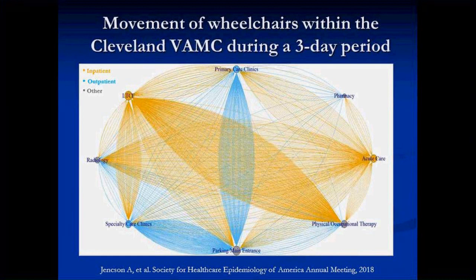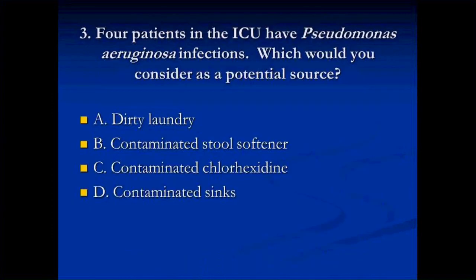So in yellow are shown trips that involve the long-term care facility or acute care, and in blue are shown outpatients. And so what you can appreciate there is there's a tremendous amount of intersection between outpatients and inpatients in our specialty care clinics and in radiology. So someone can come into our hospital for an outpatient appointment, never be admitted to the hospital, and potentially be exposed to C. diff and other resistant pathogens.